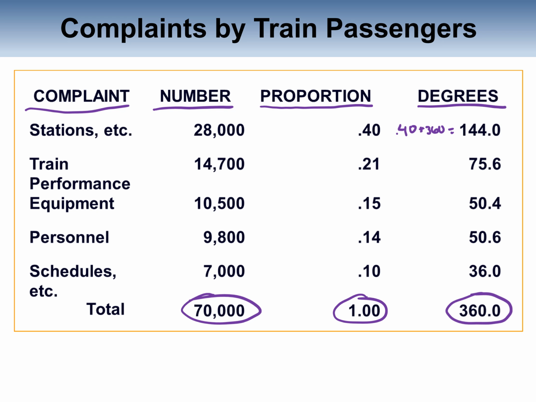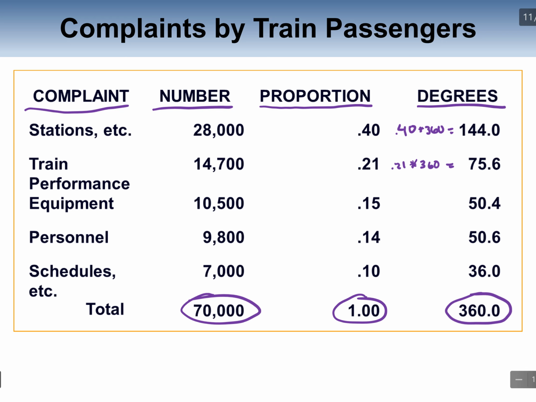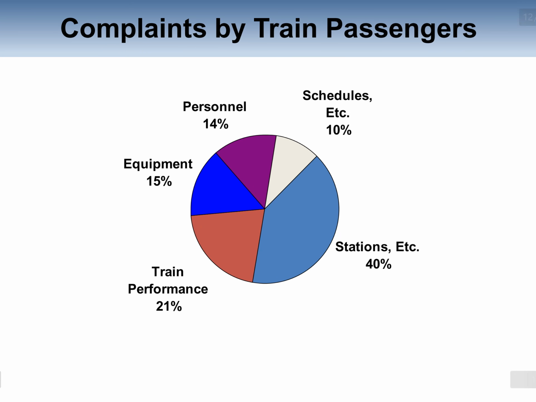Same thing for the train. Take 0.21, multiply that by 360 degrees, and it gives you 75.6 degrees. And that is the size of the slice of the pie for that complaint category. So again, we have categorical type data. The categories are the different types of complaints, and they correspond to the number of passengers in each of those complaints. And this is the corresponding pie chart.